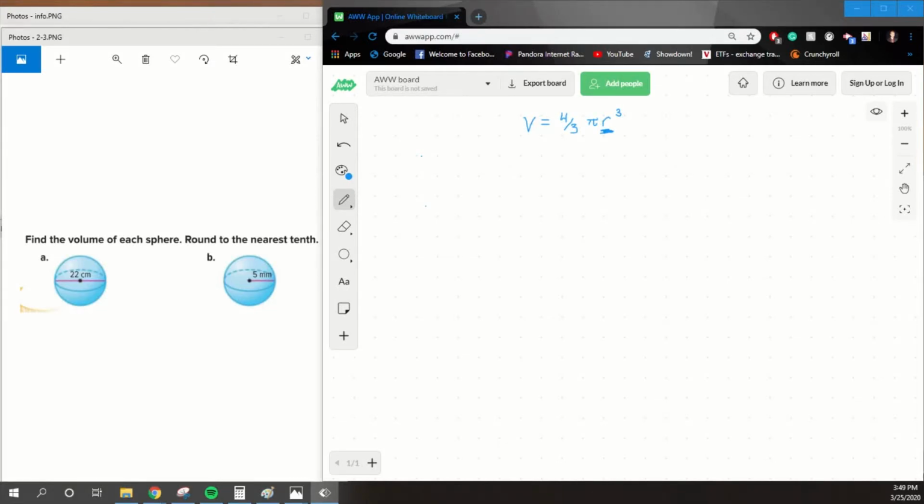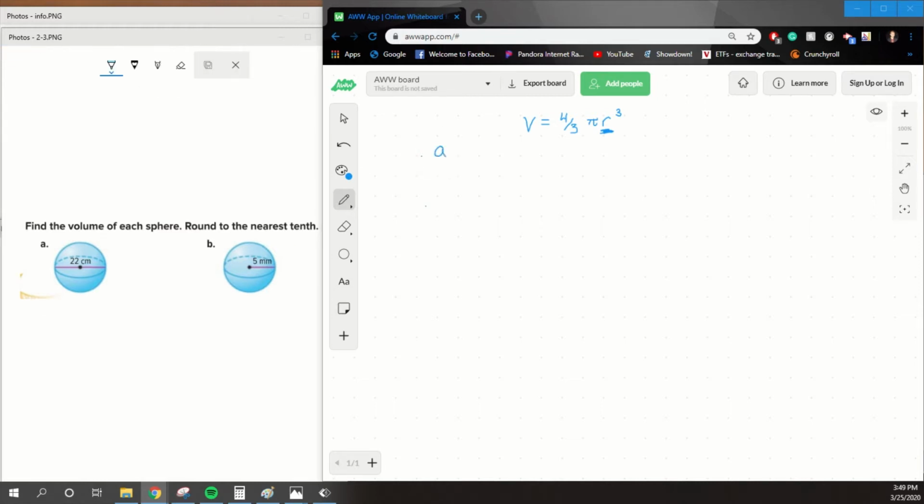Alright, so you should have those solved by now. Let's go ahead and go over them. So to start off, we have letter A. Notice about letter A, when I'm plugging in my formula here, I have 4/3 pi, but my r, I'm not really sure what r is immediately looking at that, because we are given the diameter. Again, the diameter is the whole length of that sphere. So then the radius would be half of that. So I'm going to have to cube 11, not 22.